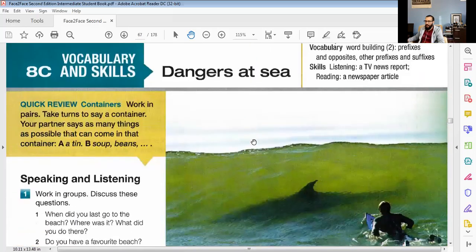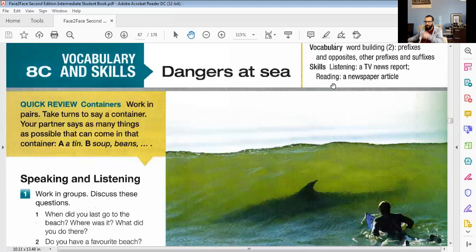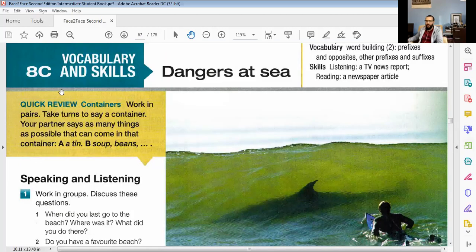So in today's lesson, we're going to talk a little bit about prefixes, about opposites. So it's going to be mainly a vocabulary lesson. And we also have a news report. So we want to learn how to read a newspaper article and how to understand a news report. This is what we want to do today. First of all, let's start with these general questions. So question number one, let's check the title. Dangers at sea.